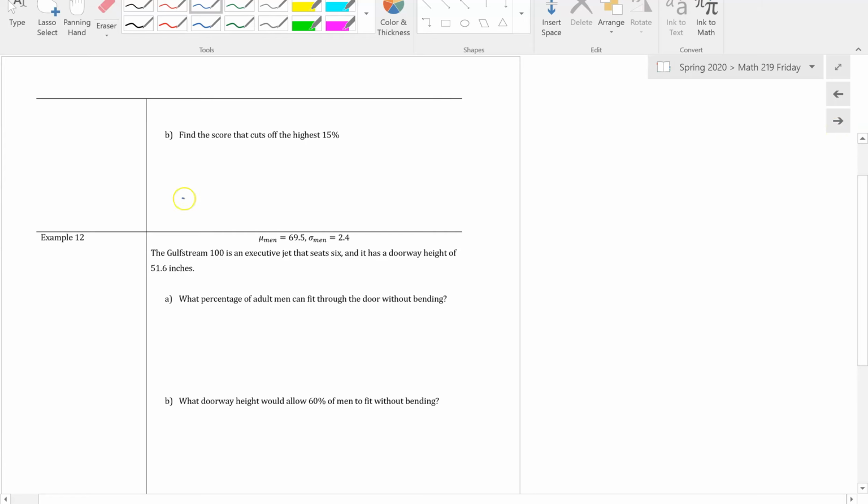Last page, and I'm going to skip that one because I'm tired. Let's do this last example here.